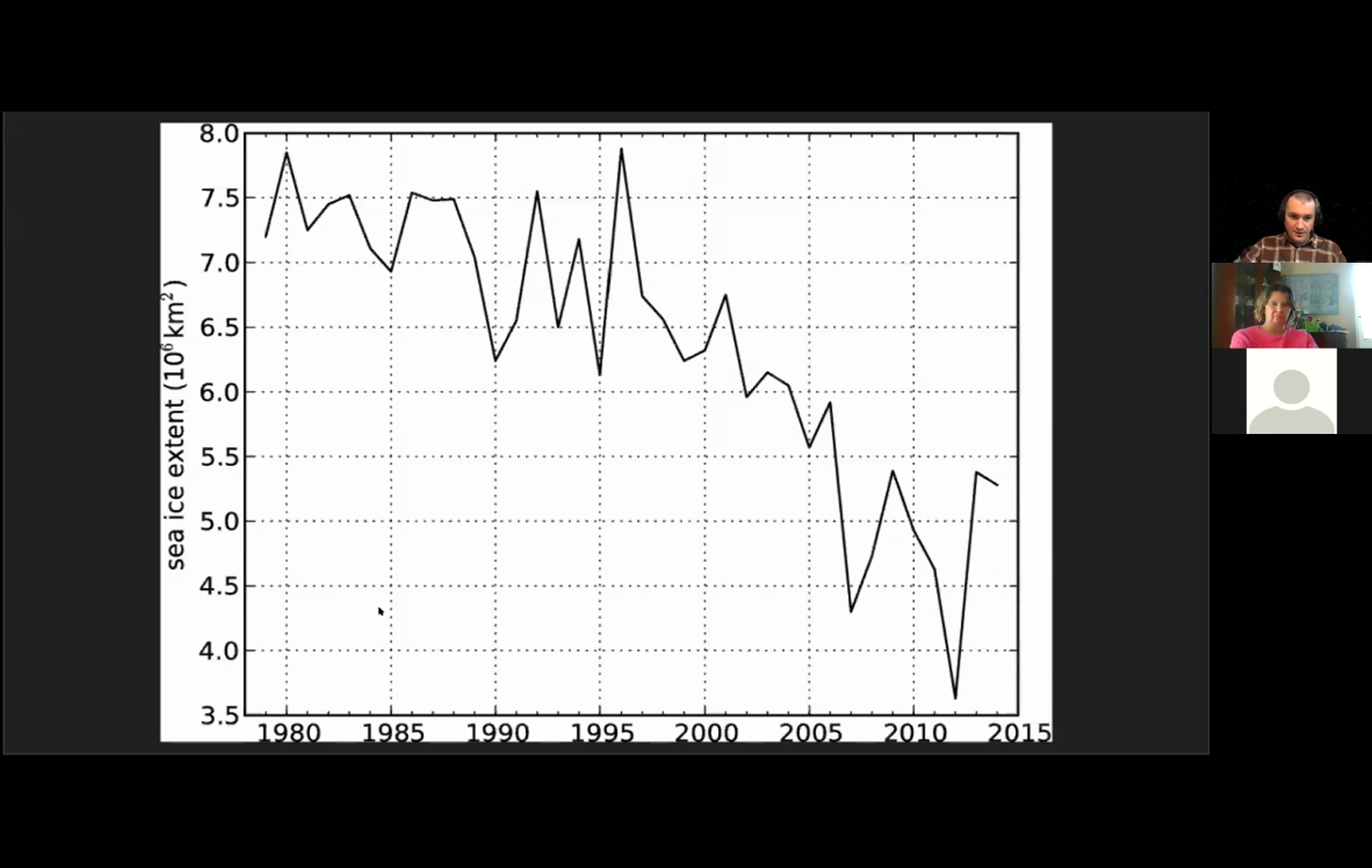do note that it doesn't go down to 0 on the vertical axis. So it's not like this value is approaching 0. We still have somewhere between 3.5 and 5 million square kilometers present in these later years, but the trend has been steadily on a decline.